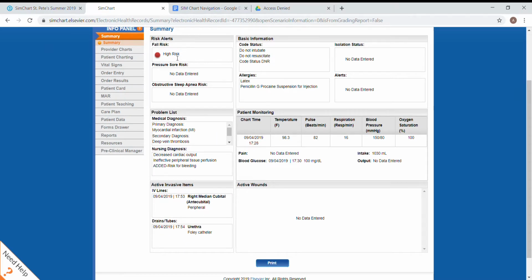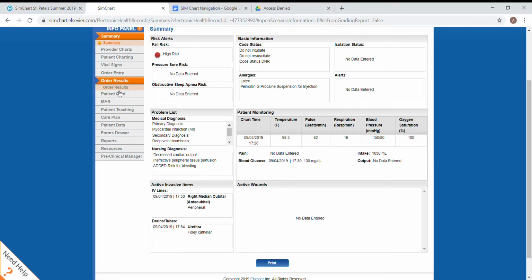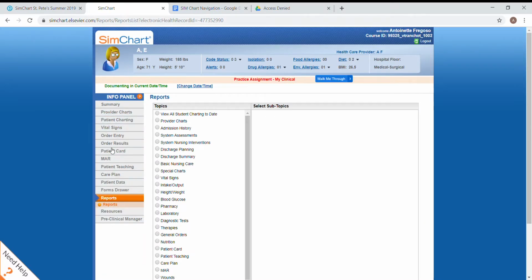It talks about my fall risks, my code status, basically everything we put in here, their medical diagnoses, nursing diagnoses, lines, drains, if they had any wounds. Now, I can come here and see if you did this, and it'll say no data entered. So if it wasn't documented, it wasn't done or addressed. Obviously there are areas that are more important that need to be included, so please make sure that you are including everything that is required.